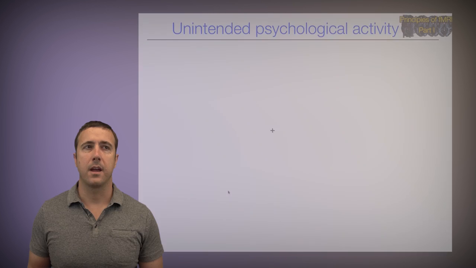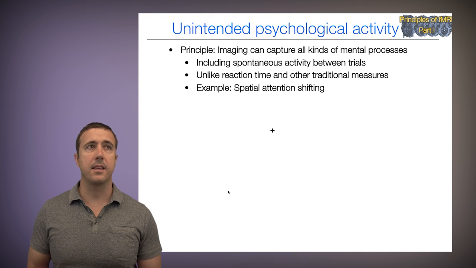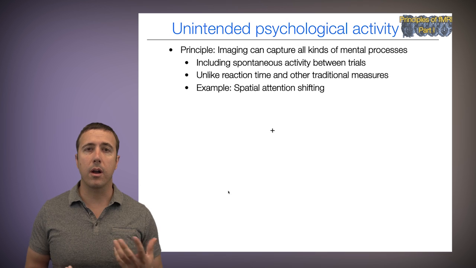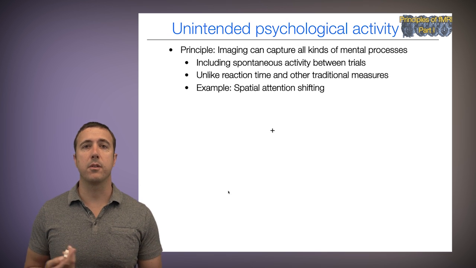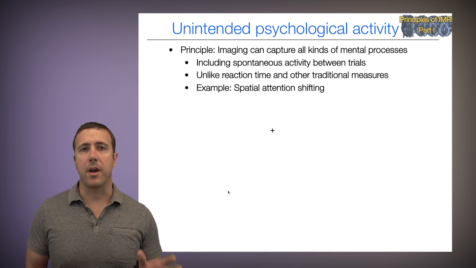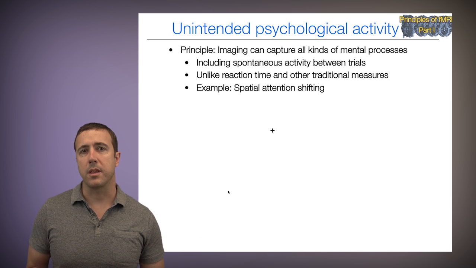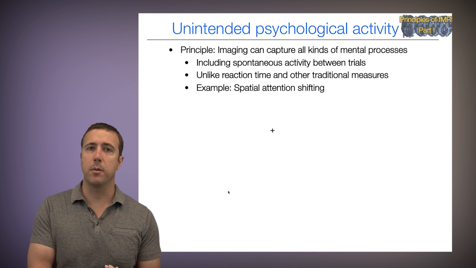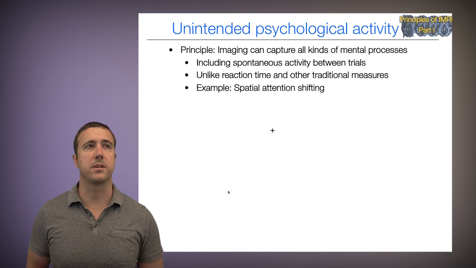Now for our final psychological consideration. Let's think about the effects of unintended psychological activity. And the principle here is that brain imaging can capture all kinds of mental processes, including spontaneous activity between trials. This is different than a typical reaction time or accuracy experiment where you're assuming that the reaction time reflects what's happening at the moment instead of some extraneous process.